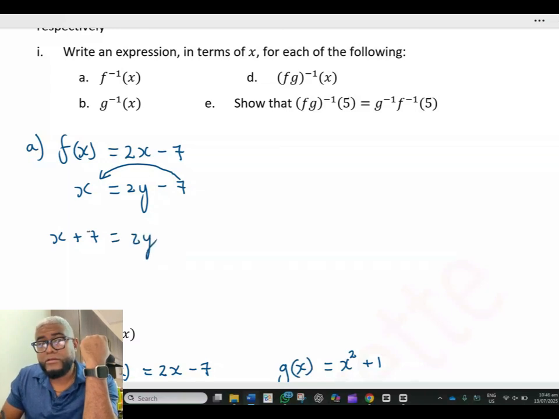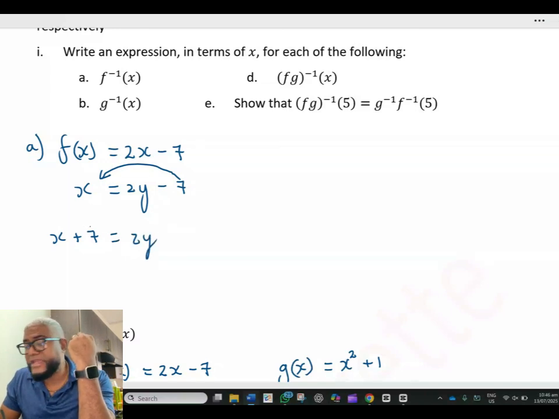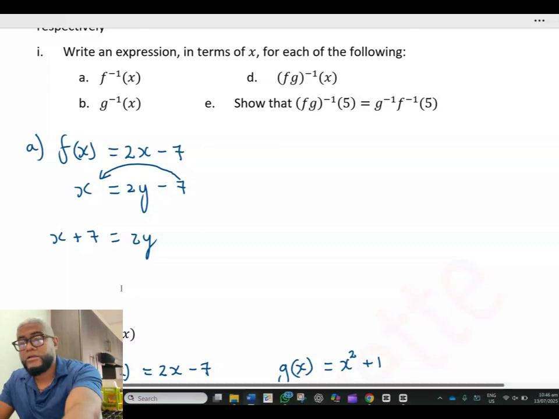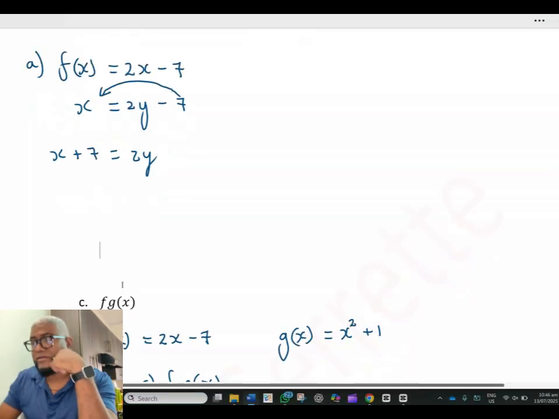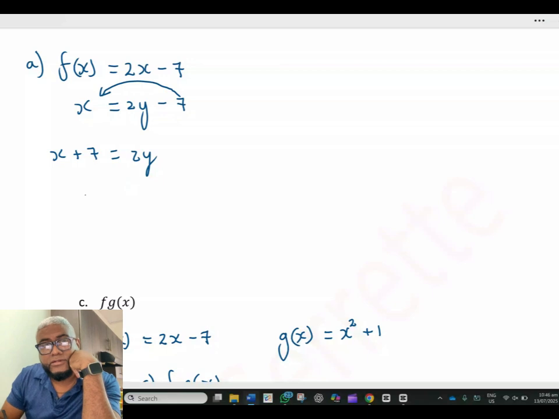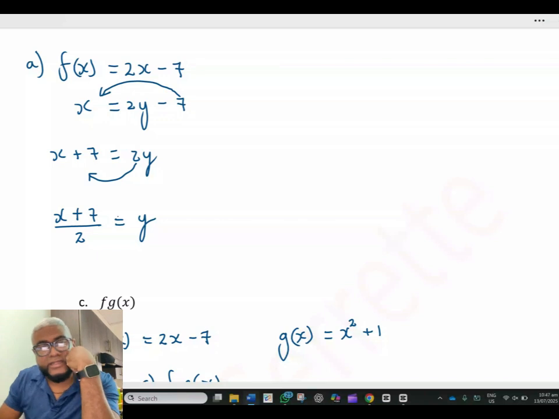Everybody good here? What's the next step here, Amelia? The next step is to move the 2 to the other side. You make it x plus 7 divided by 2 equals y. What's the last step here, Nathan?